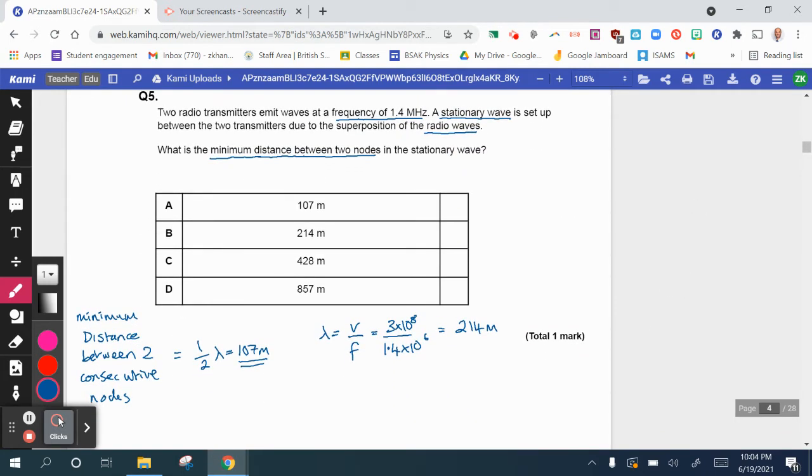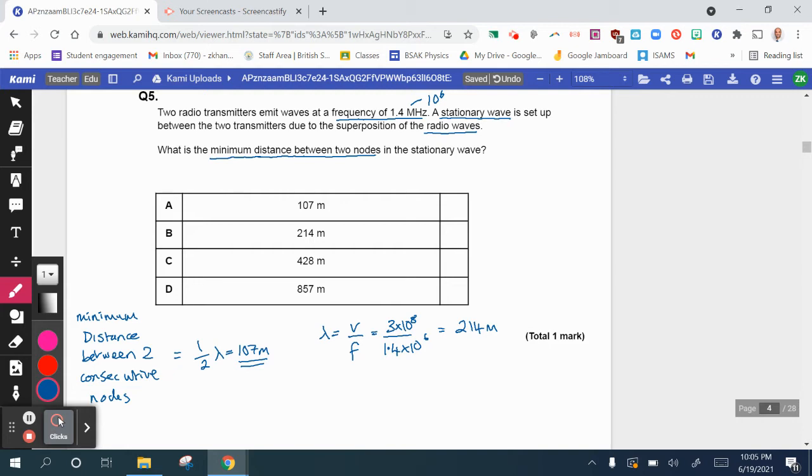Question 5. Two radio transmitters emit waves at a frequency of 1.4 megahertz. So key to think before we even look at the rest of the question: mega, you need to multiply by 10 to the power of 6 to get that into hertz. So a stationary wave is set up between two transmitters due to the superposition of radio waves. So this question is about stationary waves. Bring everything you know to the table about stationary waves.